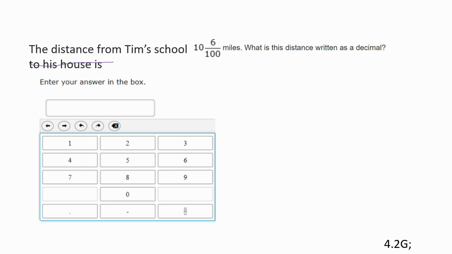Okay, so we have 10 and 600ths, and we need to write this as a decimal. So I'm going to give you just a moment to think about it.